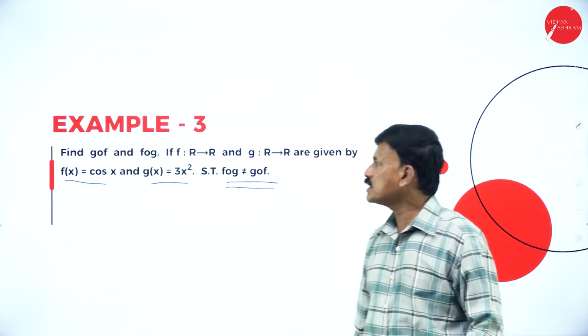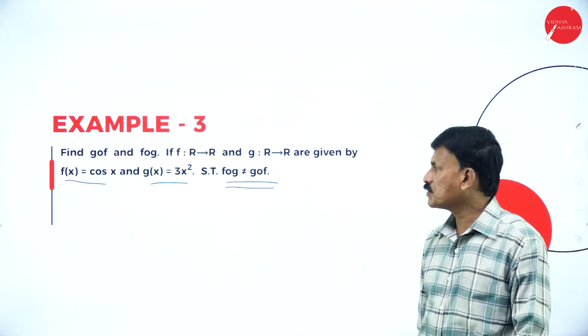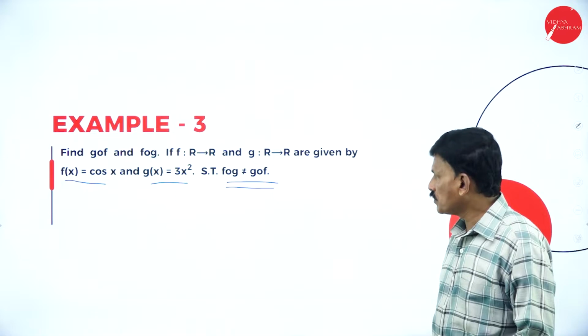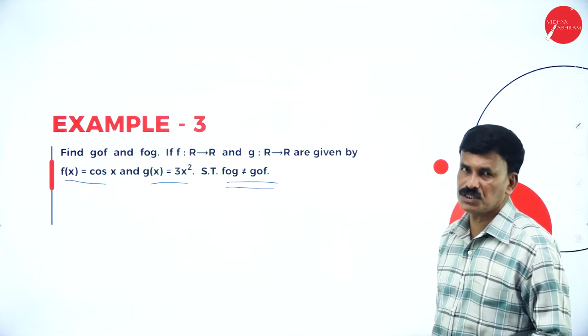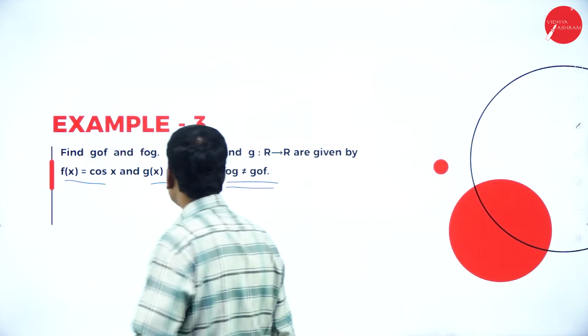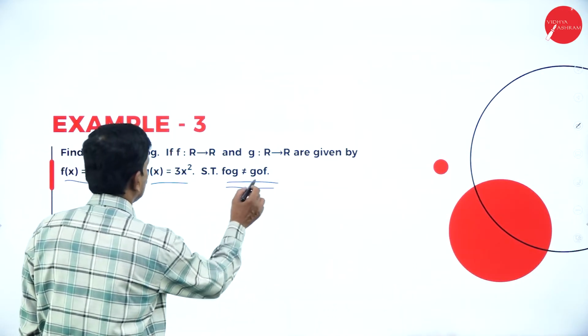So here, what is given? f of x is equal to cos x and g of x is equal to 3x square, and we have to prove that f naught g is not equal to g naught f. Now let us find out fog x first.